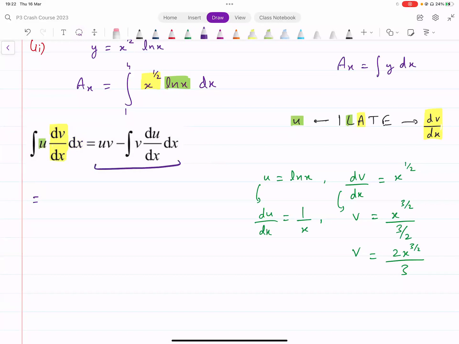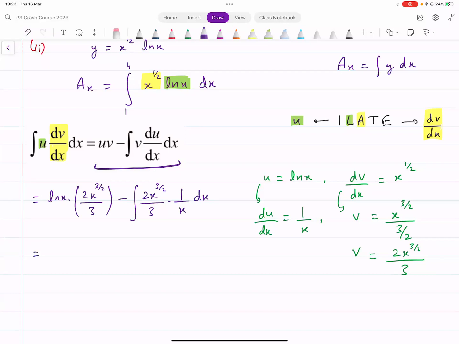u into v. What's u? u is ln x and v is this thing, 2x raised to power 3 over 2 divided by 3. Subtract from this the integral of v, which is again 2x raised to power 3 over 2 divided by 3, into du over dx, which is 1 over x. And we need to integrate this thing.